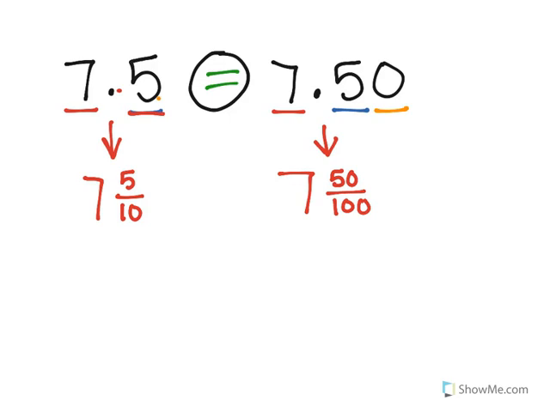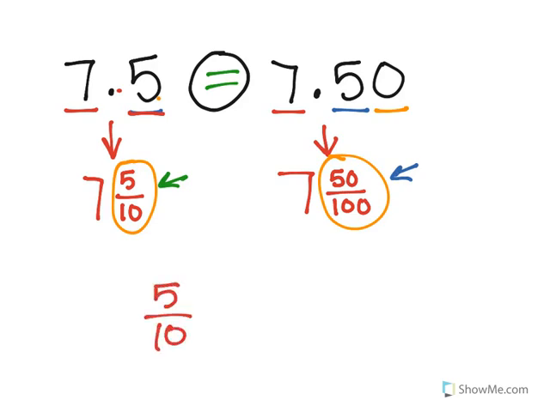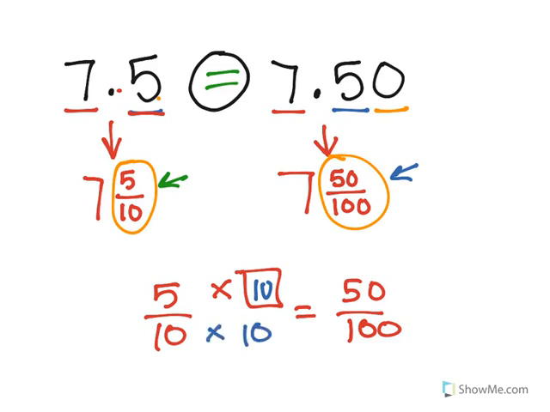Now you might be saying, Mrs. Anderson, they're not the same. 5 tenths and 50 hundredths are not the same. Well, you could either create an equivalent fraction for this one, or simplify them, and they might end up the same. I want you to think to yourself, I have 5 tenths, and I want to turn it to 50 hundredths. Can I multiply 5 by anything to get to 50? Yeah, I can. The answer would be 10. Well, what if I multiplied the denominator by 10? It would give me 100. So they're equal to each other.